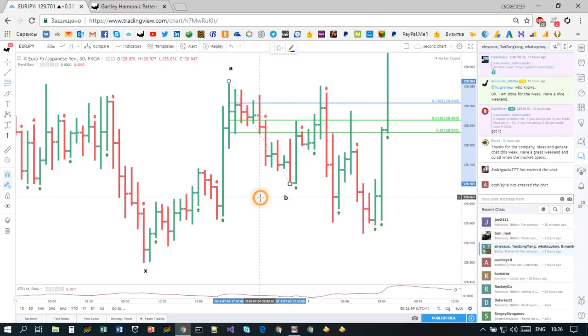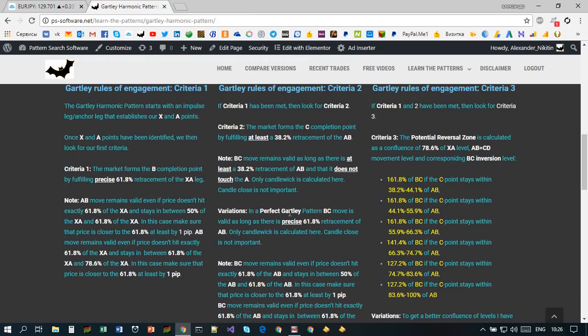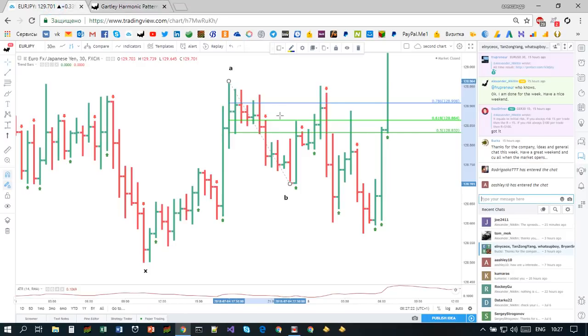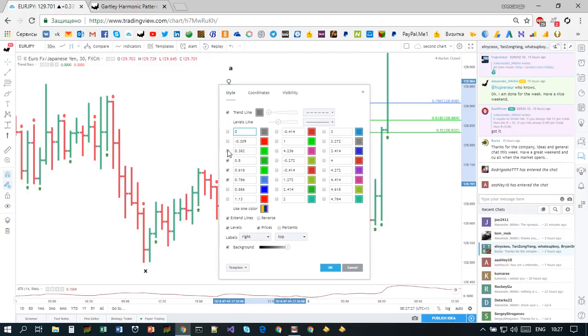Okay, once we have our A to B installed, we then take our Fibonacci again and stretch it from A to B and go to criteria number 2. If criteria 1 has been met, then look to criteria number 2. The market forms the C point completion by fulfilling at least 38.2. And note that the B to C movement remains valid if it hits the 38.2, but it does not touch A.